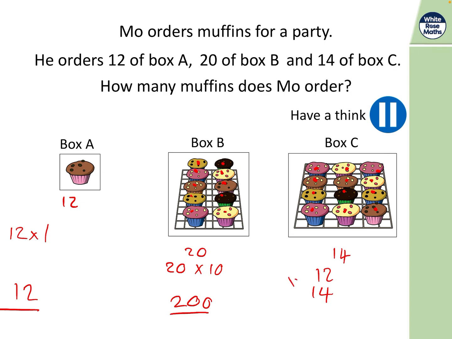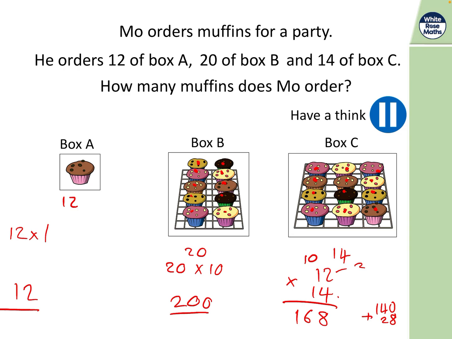Now, I can work this out in a column method, or I can partition it. So what I'm actually going to do, I'm going to take my 12 and I'm going to split my 12 into a 2 and a 10. Now I'm going to take my 14, multiply it by 10 and get 140. Now I'm going to multiply it by 2 and get 28. Now I can see that's 168 because then I add them together. If I've made a mistake, please let me know.